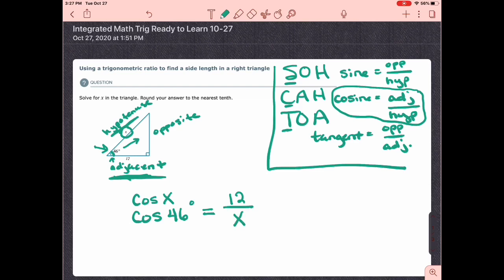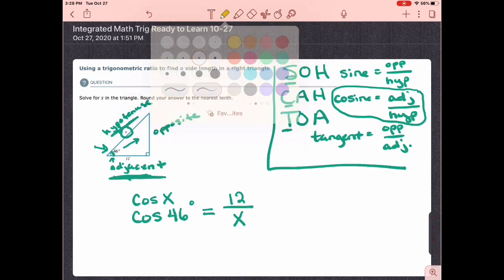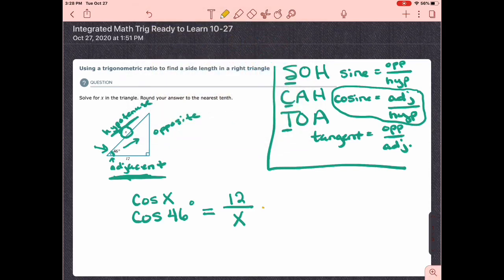So now I've done the hard work and I'm just going to solve this math. So I like to get x out of the bottom of a fraction. So we have x times the cosine of 46 equals 12. And then to get x by itself, I'm dividing by the cosine of 46.